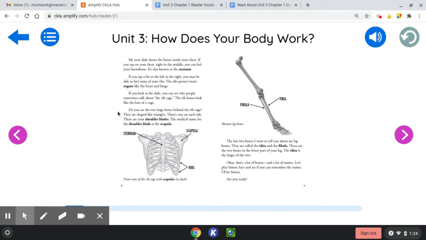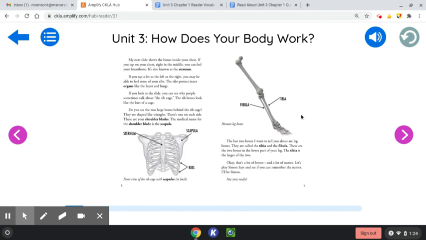Do you see the 2 large bones behind the rib cage? They are shaped like triangles. There's one on each side. These are your shoulder blades. The medical name for the shoulder blade is the scapula. Okay, and then on the bottom, the picture and caption says, front view of the rib cage with the scapula in back.